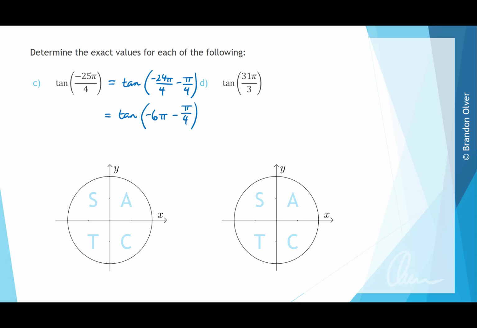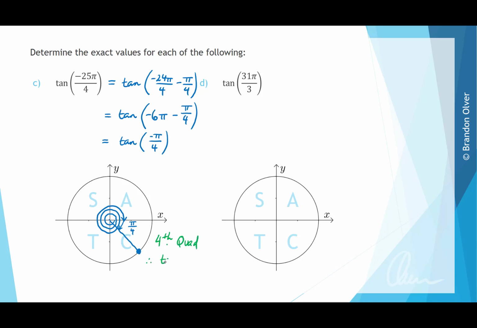So for our unit circle, that means we've gone backwards 3 revolutions. So that's 2 pi, 4 pi, and 6 pi backwards. So that's the negative 6 pi. And then we've gone another pi on 4 in the negative direction. So that puts our position somewhere around here on the unit circle. So with that in mind, we know that this is just equal to tan of negative pi on 4, which puts us in the fourth quadrant of the unit circle.